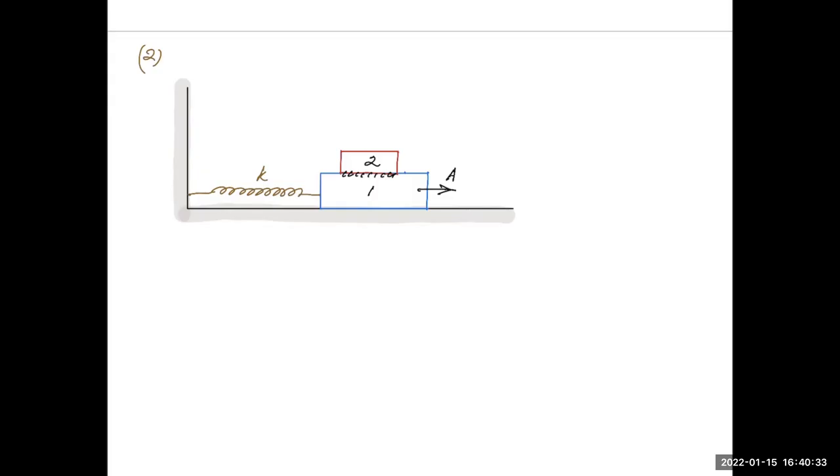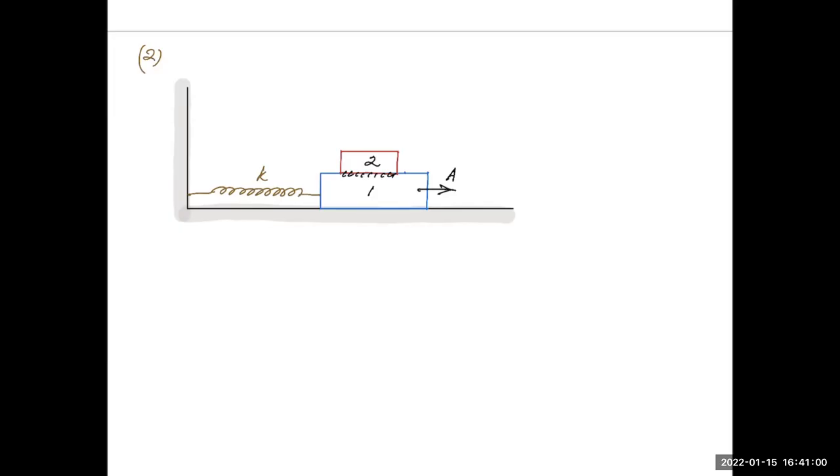The only force that powers it horizontally is the static friction. So the question is, what is the maximum amplitude A I can pull the lower block to, so that as I let go of the lower block, they will both move in the same simple harmonic oscillation, with no sliding or skidding going on between block 1 and 2?